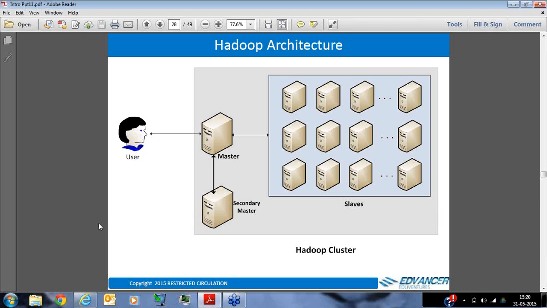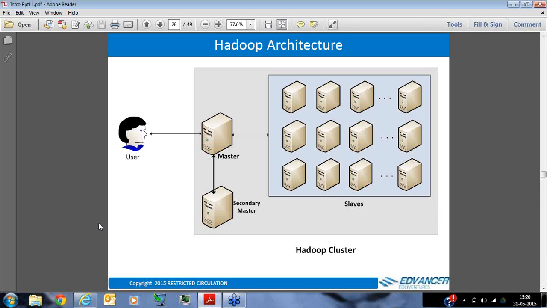Then you have a master which controls or knows where all the data is being stored, on which slave, on which node, on which machine, and it controls which slave machine or node will process what kind of data. So the master-slave architecture is what the Hadoop ecosystem or the Hadoop framework is based on.